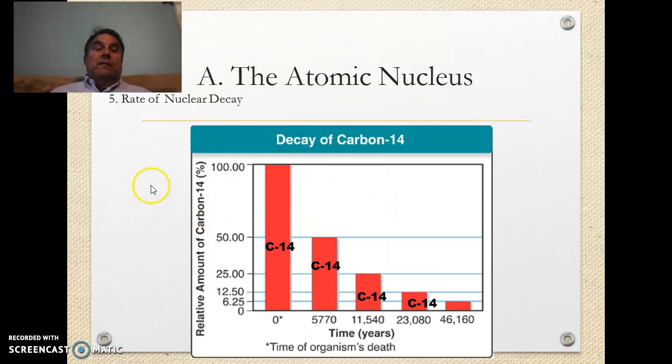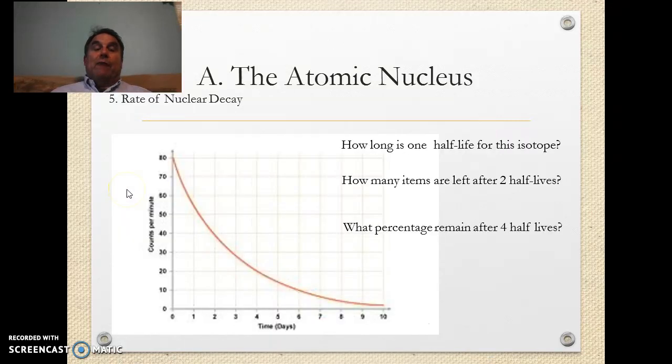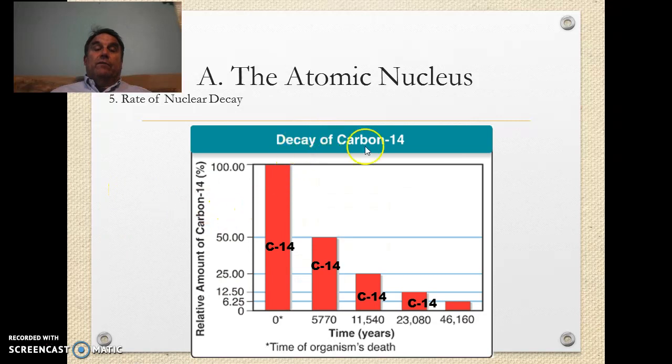Okay, here's another type of graph for nuclear decay, and this is for the decay of carbon-14. So if we start with 100%, the relative amount of carbon-14 in this sample, and then after one half-life, which is 5,770 years, you can see that half of the carbon-14 has decayed. Now this gives the impression, as I said before, that somehow matter is being lost, but in actuality, the remaining 50% would be some other element.